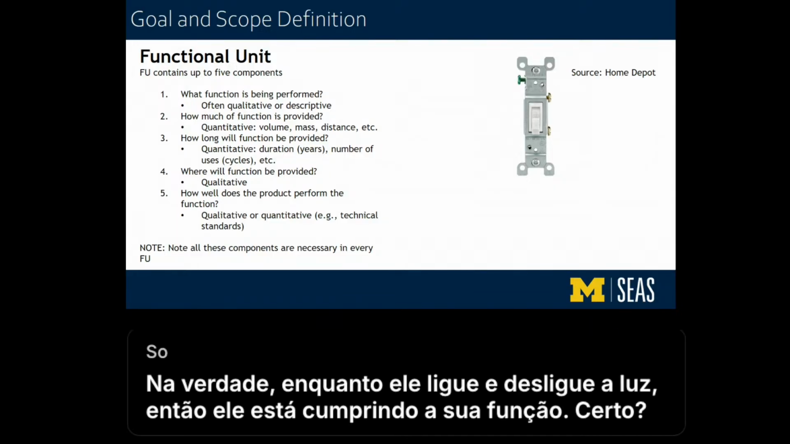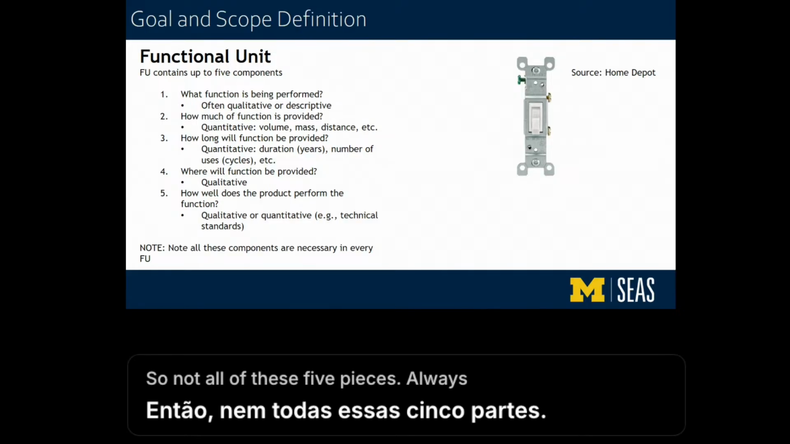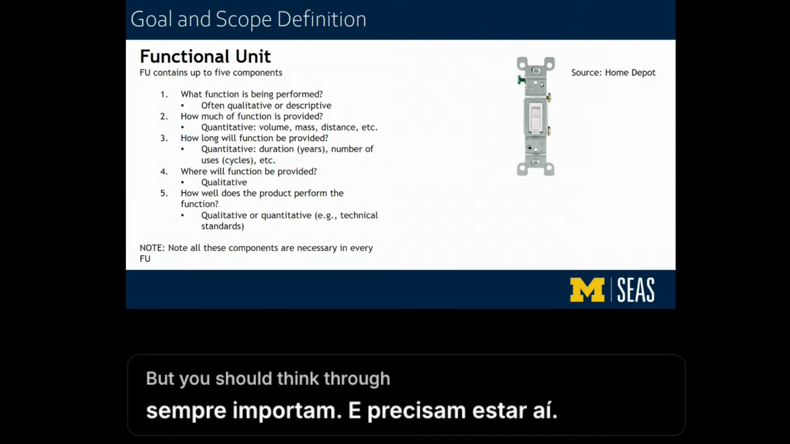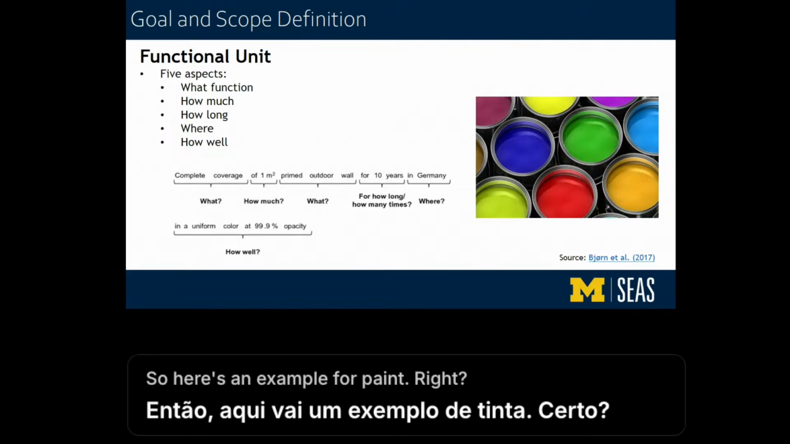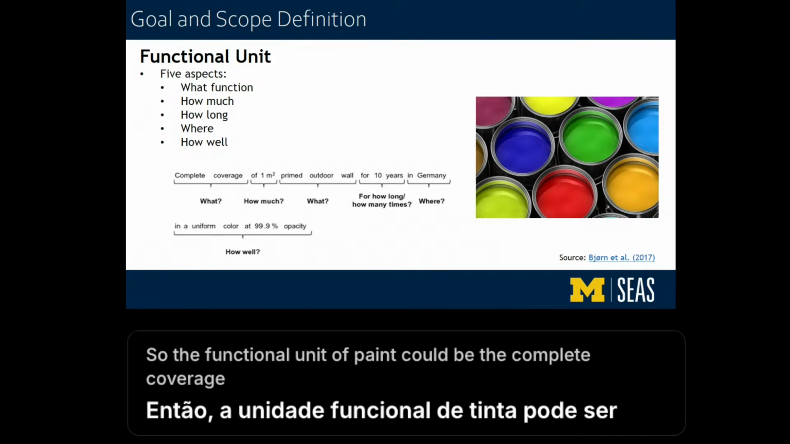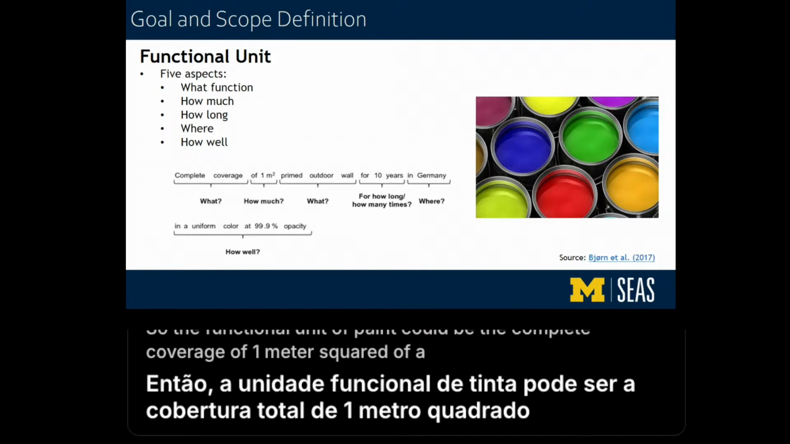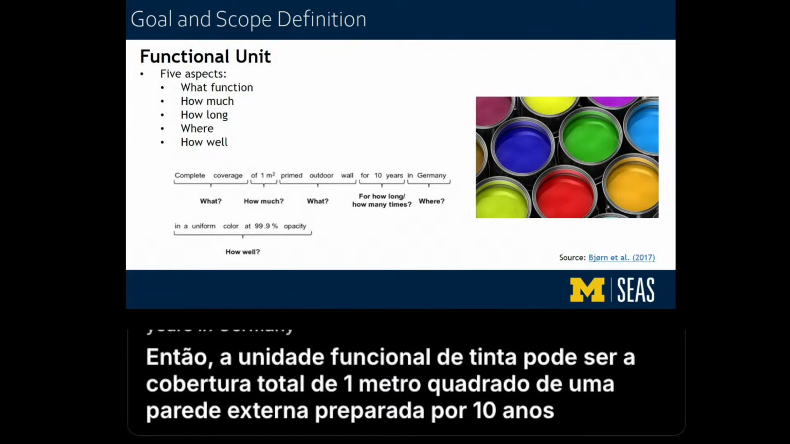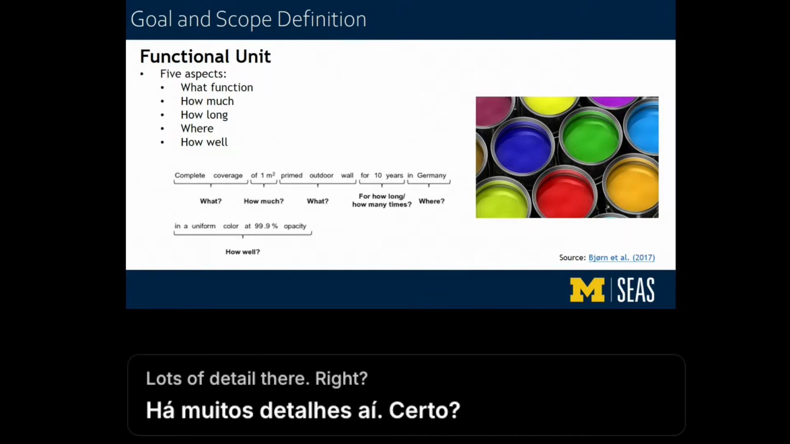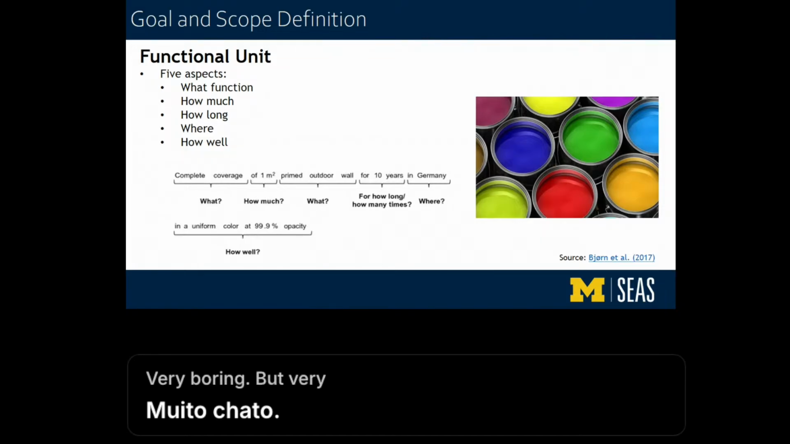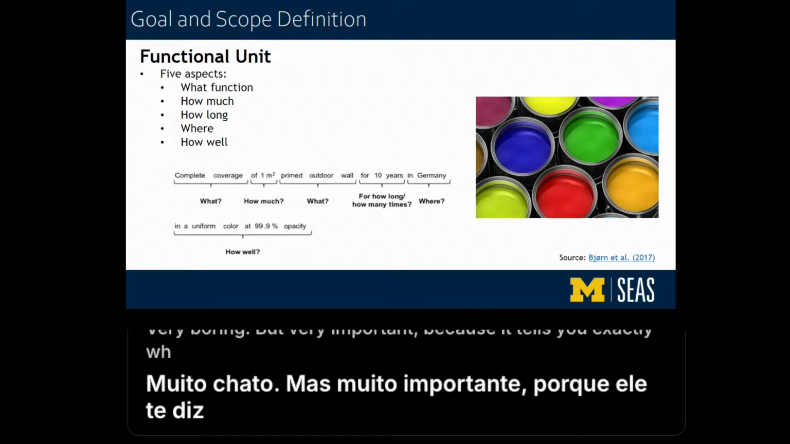So not all of these 5 pieces always matter and have to be in there, but you should think through them when you build a functional unit. So here's an example for paint, right? The functional unit of paint could be the complete coverage of 1 meter squared of a primed outdoor wall for 10 years in Germany in a uniform color at 99.9% opacity. Lots of detail there, right? Very boring, but very important because it tells you exactly what you need to be doing.